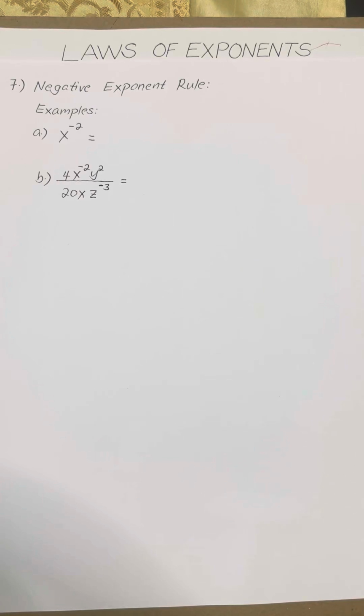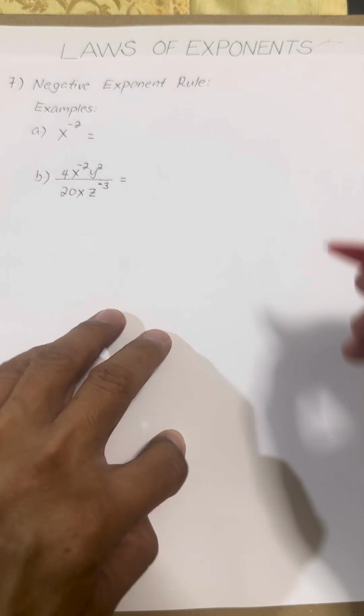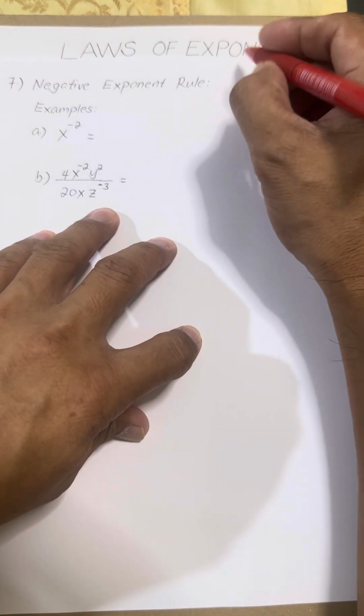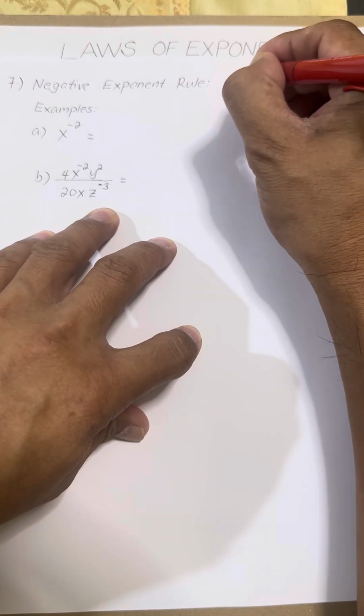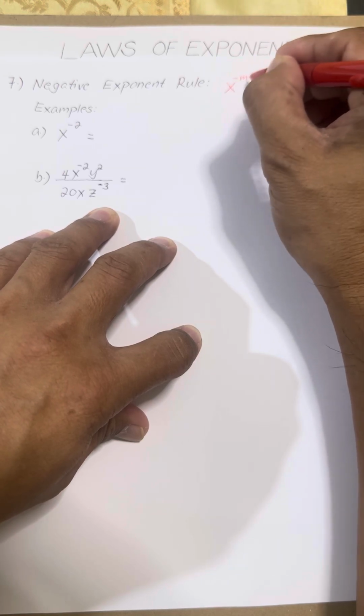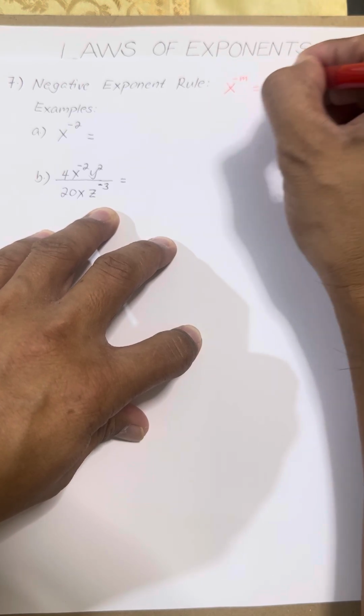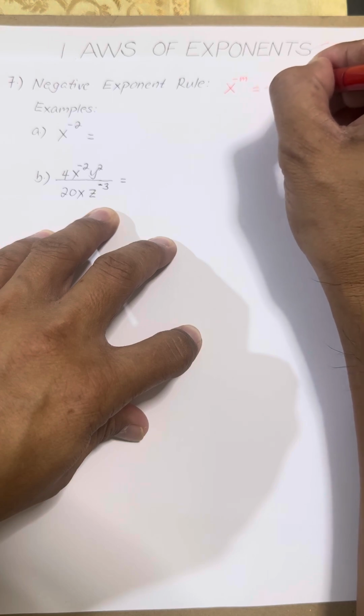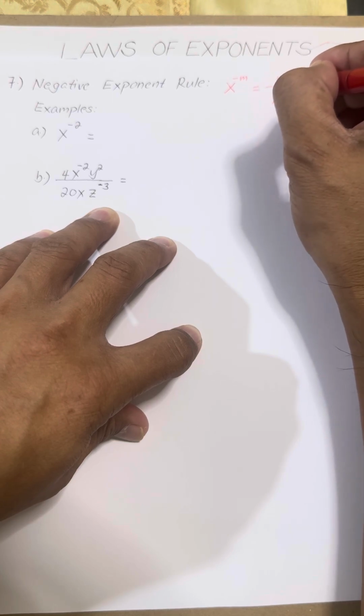Alright, for this last video on the laws of exponents, let's focus on rule number 7. This is called the negative exponent rule. The negative exponent rule has two forms. We can have x to the power negative m. If you're given something like this, you can transform it into 1 divided by x to the power positive m.